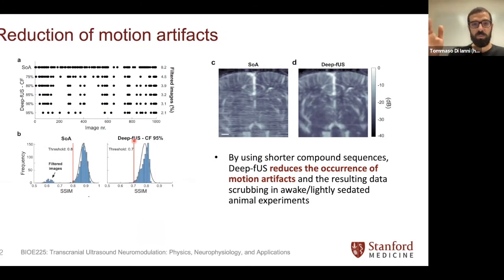When we are imaging awake animals, the animals are moving. That's unavoidable, and so we have to discard quite a few frames. But of course, if we look at shorter periods of time, the likelihood that the animal will move right when we are doing the imaging is much lower. And this is what we see here. The dots show the discarded frames, and you can see that we discard significantly fewer frames as we increase the compression factor.